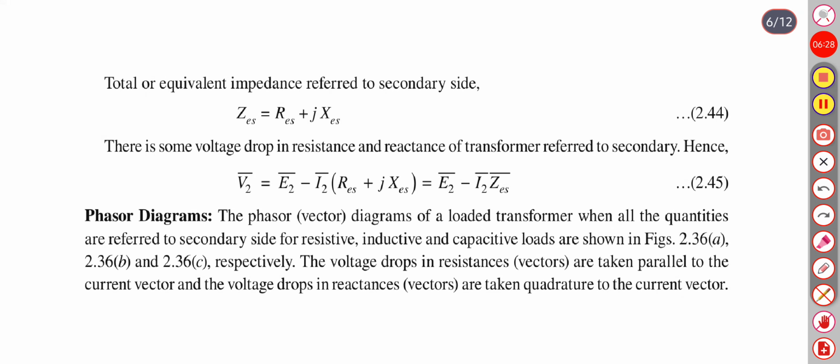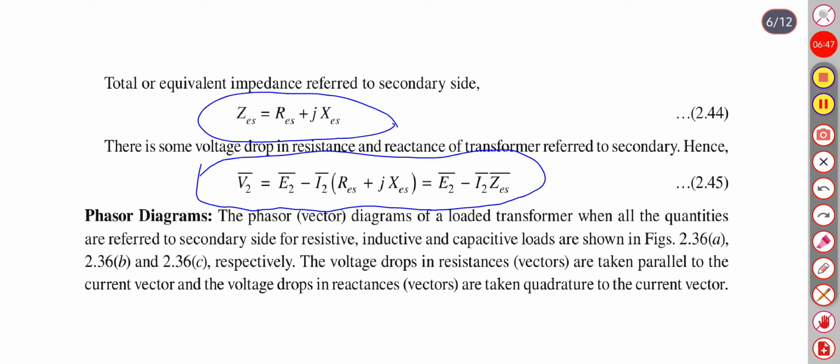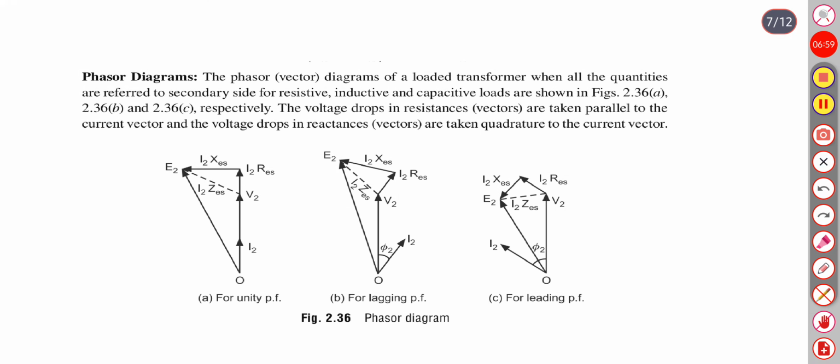So the total equivalent impedance referred to secondary side will be ZES equals RES plus jXES, and the secondary voltage will be E2 minus I2 ZES. The phasor diagram for this type of quantities is shown here, for the unity power factor meaning resistive load, inductive load and leading power factor.